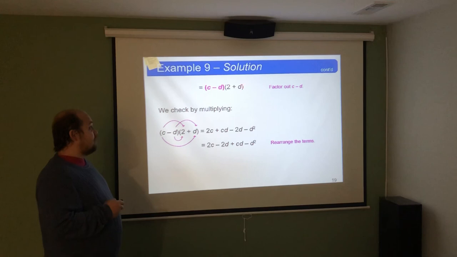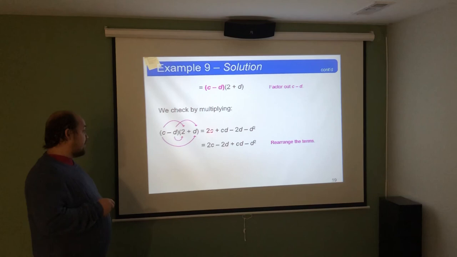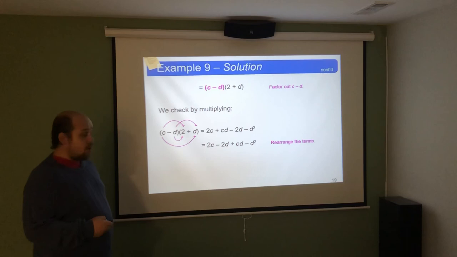This is just showing that if we use the FOIL method of double distribution, we would get c times 2 gives me 2c, c times positive d gives me plus cd, negative d times 2 gives me negative 2d, and negative d times d gives me negative d squared, which is exactly where we started. So we went from these four terms to start with to two parentheses being multiplied.